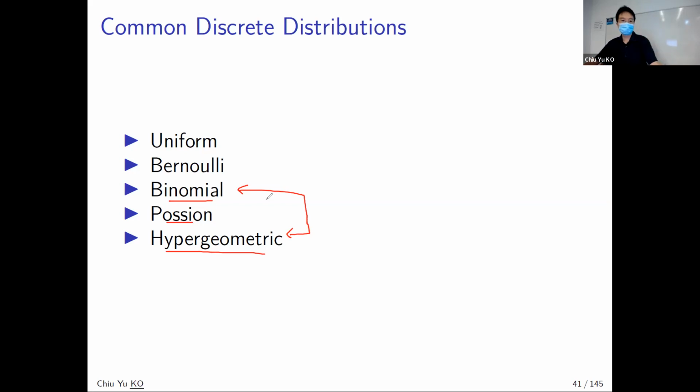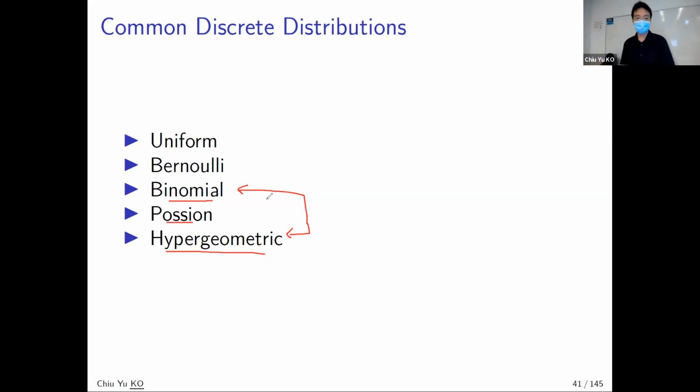If you do marketing, quality control, or surveying, hypergeometric is the one you'll be using. And we do note that when the sample space is very large and you just draw a very small sample of it, the difference between hypergeometric and binomial is minimal. So you don't need to worry too much about that.